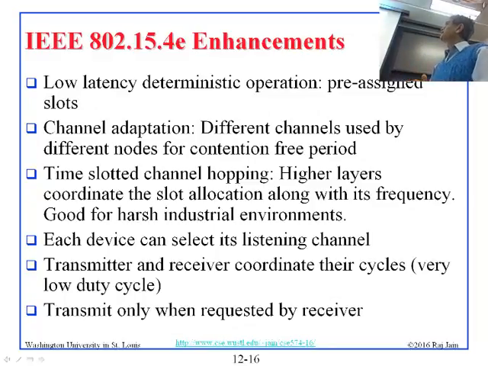15.4E. So 15.4 has several versions, A, B, C, D, and so on. And I left the 15.4E slide here because it does some things that we might need in ZigBee or wireless HART or something. That's why, because there are more standards than we can talk about in one semester, right? So 4E.